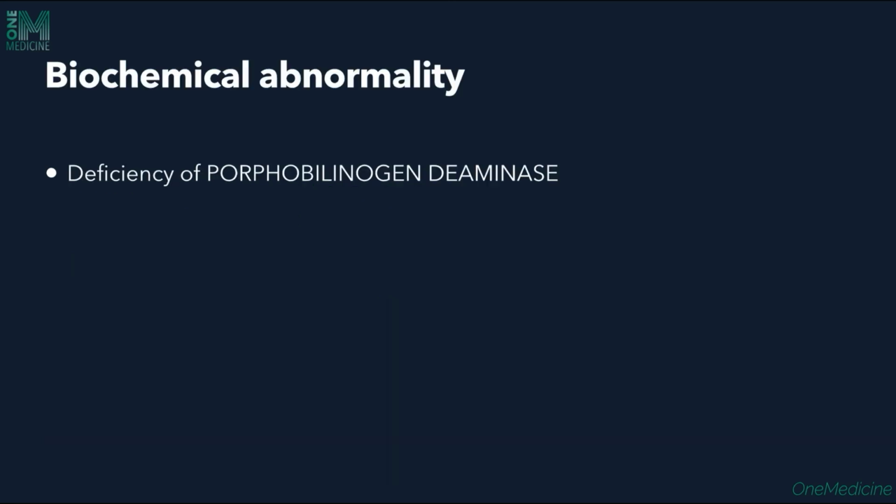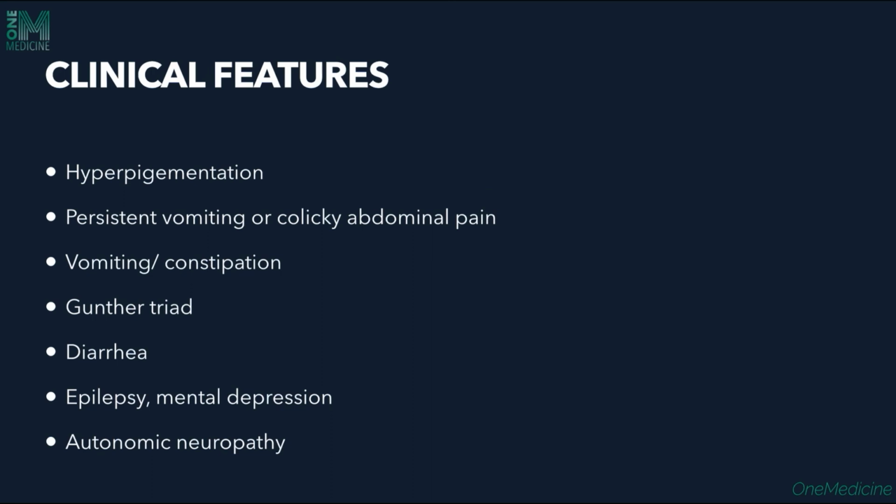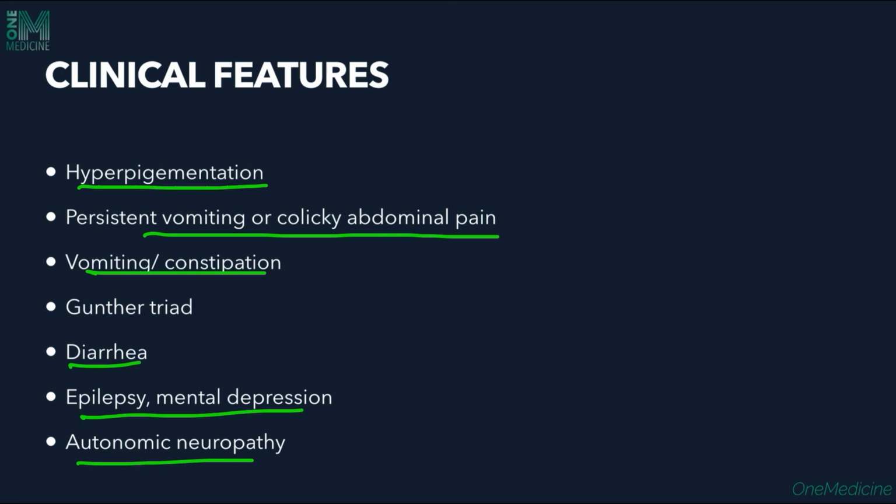Biochemical abnormality is deficiency of porphobilinogen deaminase. Clinical features: here we see hyperpigmentation, persistent vomiting and colicky abdominal pain. So there will be an acute presentation here with persistent vomiting and colicky abdominal pain, vomiting or constipation, diarrhea, epilepsy, mental depression, and autonomic neuropathy can be present.